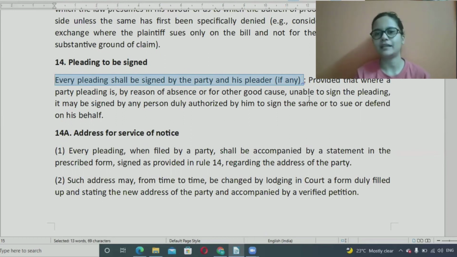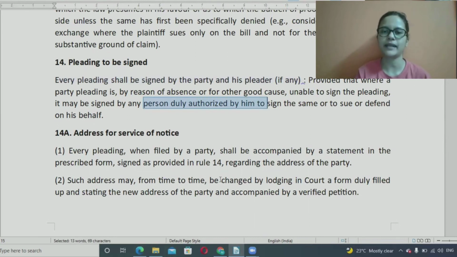Sometimes, because of valid reasons, if the party is not able to sign the pleading, it may be signed by any person who is duly authorized by him to sign on the same. So if someone else is authorized, that person can also sign. Or it may even be a legal representative who can initiate the matter.